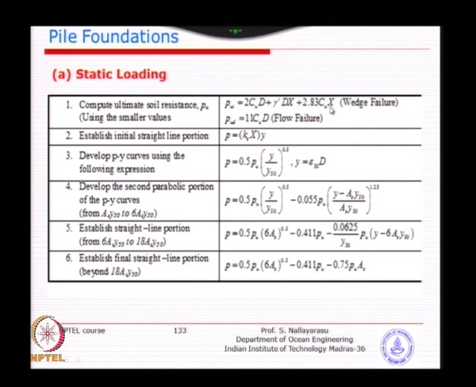So, you can compare the equation, it is almost the same, and the initial portion is a straight line in proportion with the depth at which you are trying to draw, and the third, fourth and fifth segments are all polynomial relationships between the displacement and the resistance Pu.